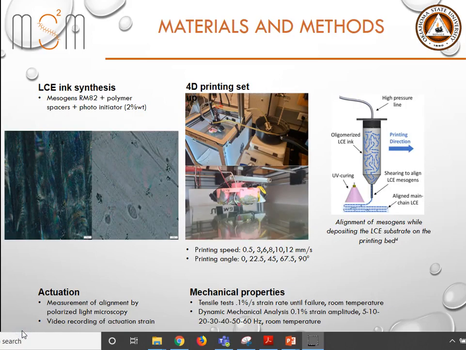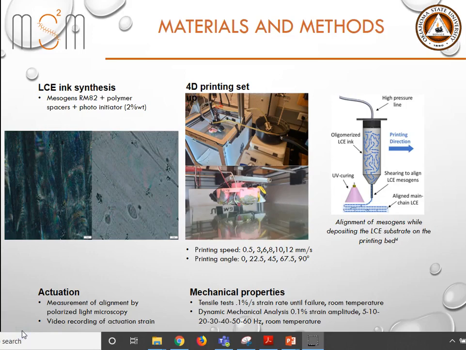The figure in the middle shows our printing setup. The printing ink, or the LCE ink, consists of Mesogen RM82, polymer spacers, and photoinitiators. As the viscous ink is pushed out of the small nozzle, shear thinning takes place, and the LCE mesogens become aligned along the printing direction, as shown in the figure on the right.